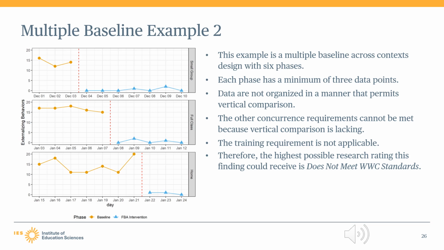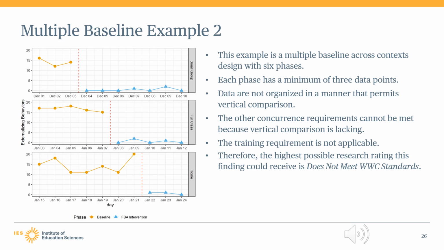Data collection for Tier 1 occurred between December 1st and December 10th. Data collection for Tier 2 occurred between January 3rd and January 12th. And data collection for Tier 3 occurred between January 15th and January 24th. This means that the first data points for Tiers 2 and 3 took place after the second data point in the first tier, as well as every subsequent data point in the first tier.